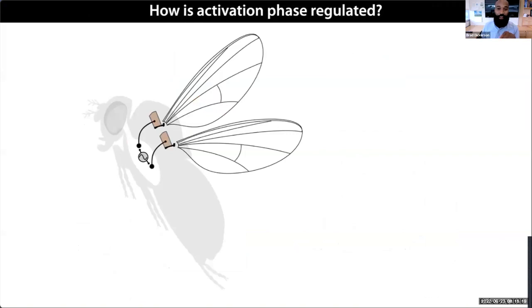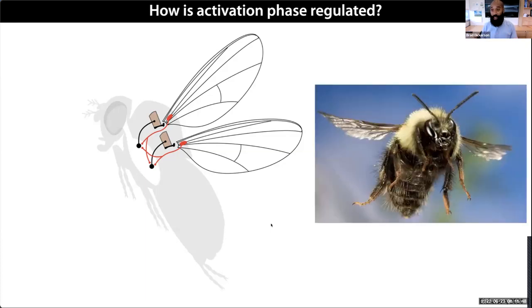And so thinking about how activation phase is regulated for our smaller flying insects, we're transitioning from basically a neural oscillator to more of a biomechanical oscillator. The idea is that you may then have to rely on sensory feedback arriving each wing stroke to control wing motion. There are a few examples of animals that are flapping their wings about as fast as flies, like bees and wasps, which have four wings and are beating their wings about 200 times a second.